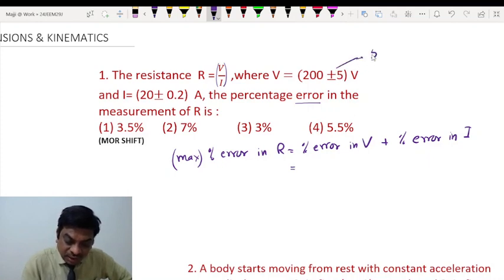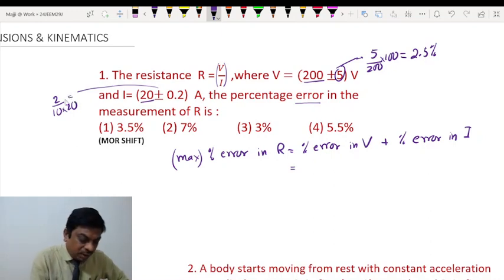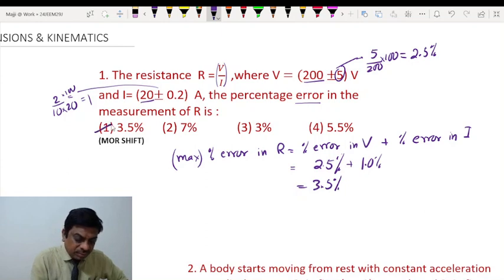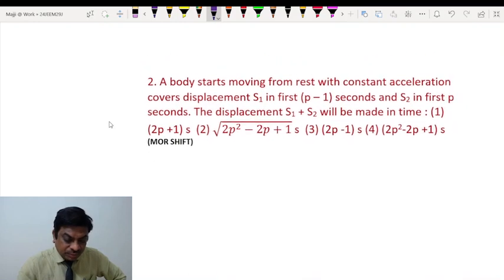Now coming to percentage error in V. Percentage error in V is error 5 and original value 200, into 100. So this you can see, students, 2.5%. Similarly, error in current is 0.2, that is 2 by 10 upon 20, into 100, 1%. So therefore we have 2.5% plus 1.0%, so that is 3.5%. Okay, students, so we'll go with the first option. Moving on to the next question.